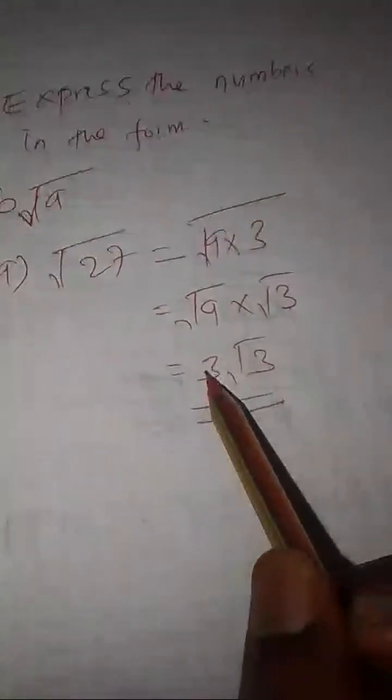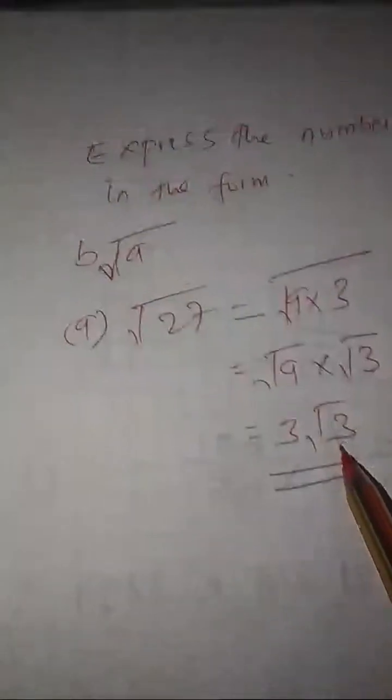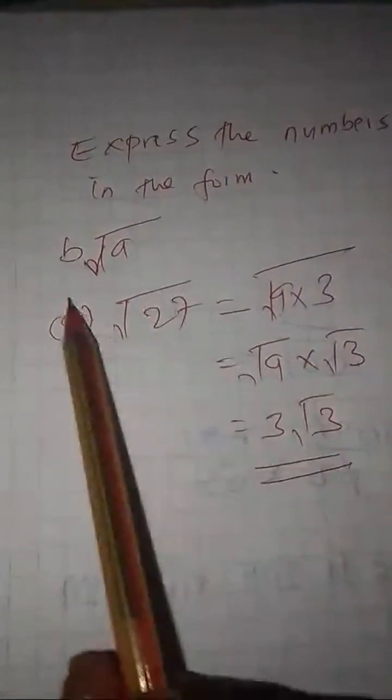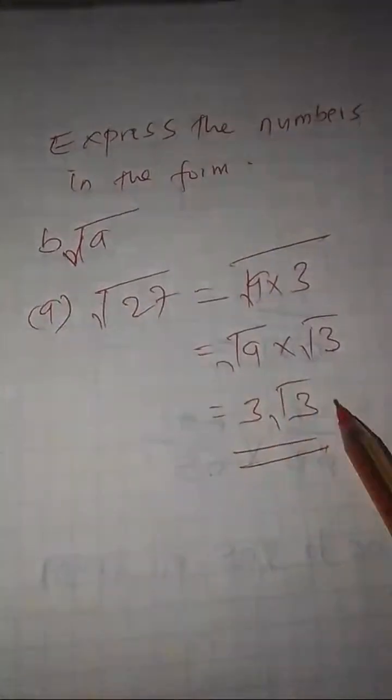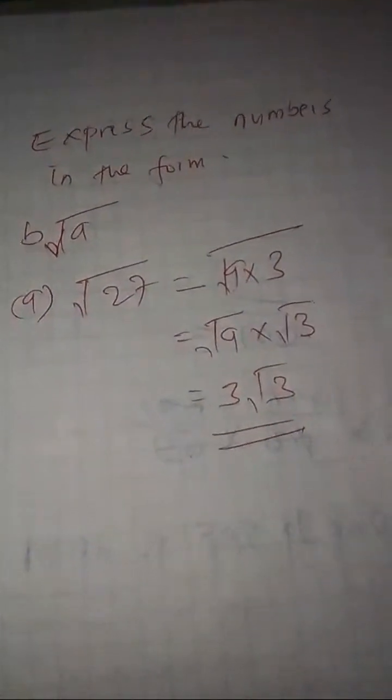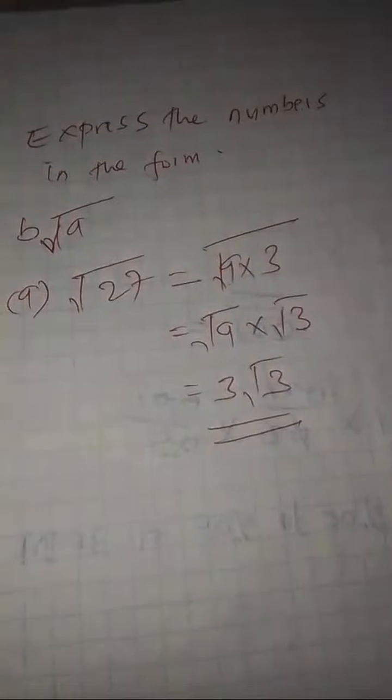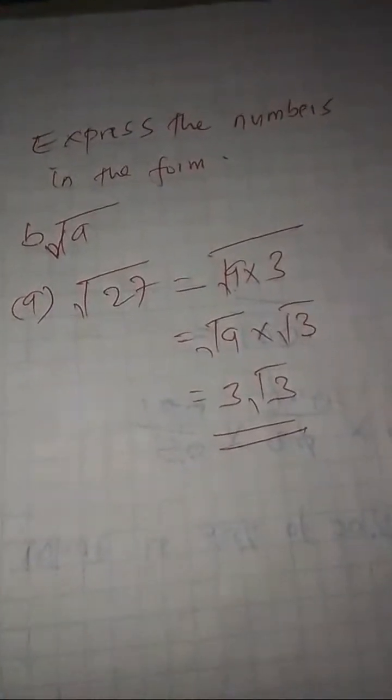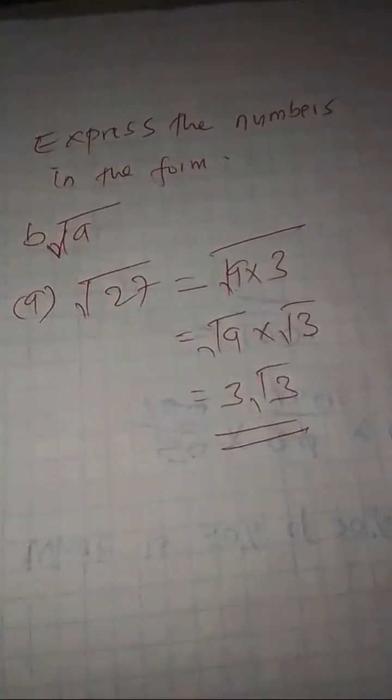So the answer is 3 root 3. So we've now converted into this form. So now it becomes 3 root 3. And let's look at another one.